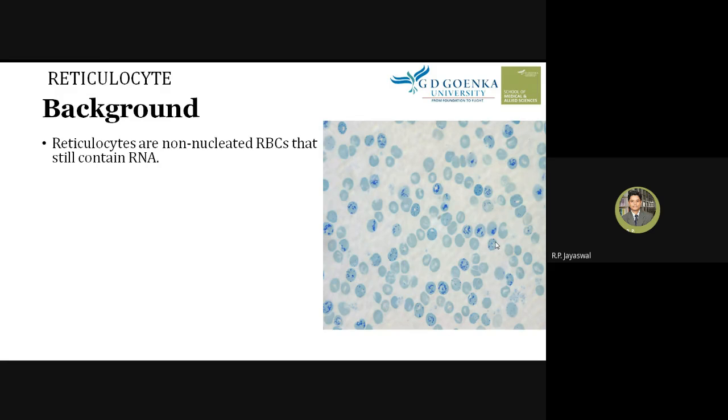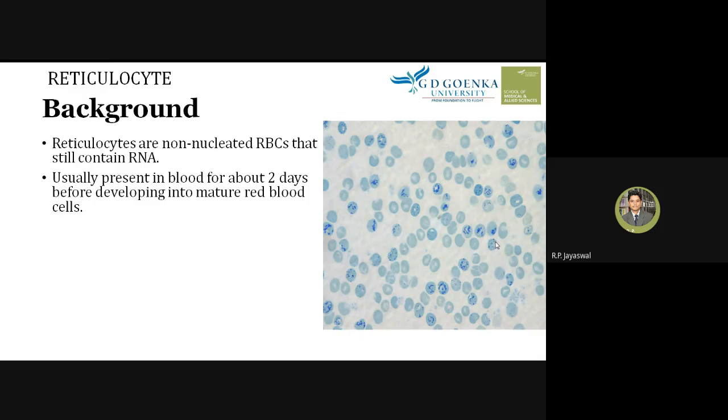But the cells which contain clusters of dark blue color in their cytoplasm, because of the RNA content, those cells are reticulocytes. Reticulocytes are usually present in blood for about 2 days before developing into mature red blood cells. It takes 2 days to become red blood cells from reticulocyte.